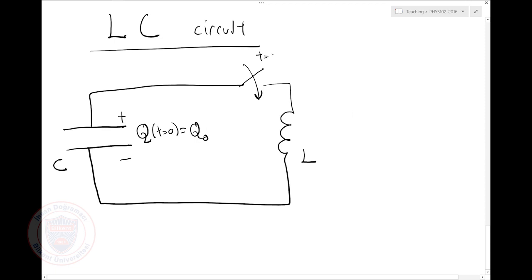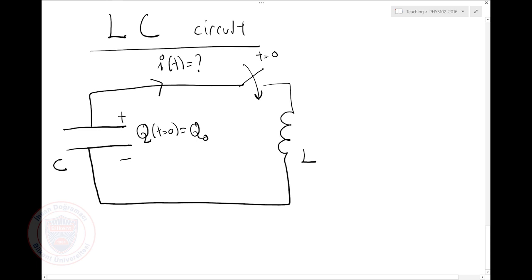And at time t equals 0, I will close the switch. What I would like to find out is what is the current in my circuit as a function of time. And now you immediately see that this circuit is quite different from the RC circuit or the RL circuit we have solved.